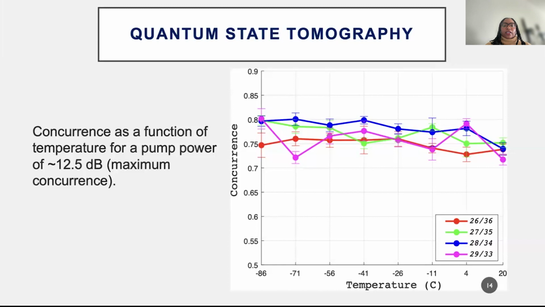Next we have the concurrence for each channel pair as a function of the freezer temperature where the DSF is located. We set the pump power to 12.5 dB because this data point had the highest concurrence for all the channel pairs, so that's what we used over the ranging temperatures. The concurrence for all the channel pairs increased from about 0.74 to 0.79 as the temperature decreased from 20 to -86. This is because of the reduced number of Raman scattered photons.